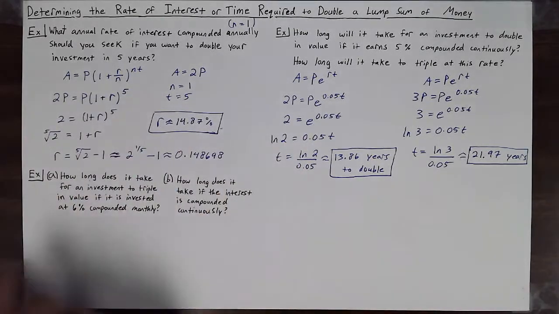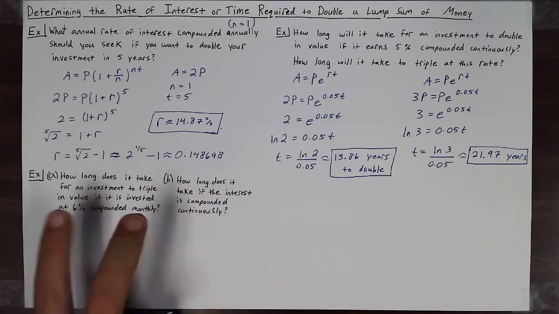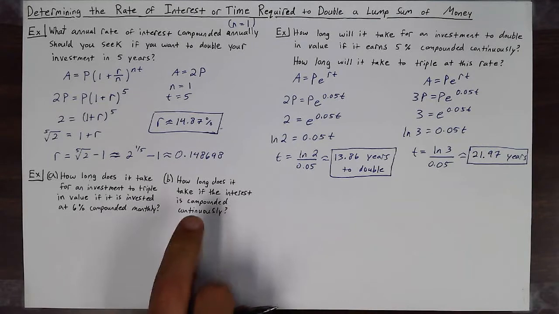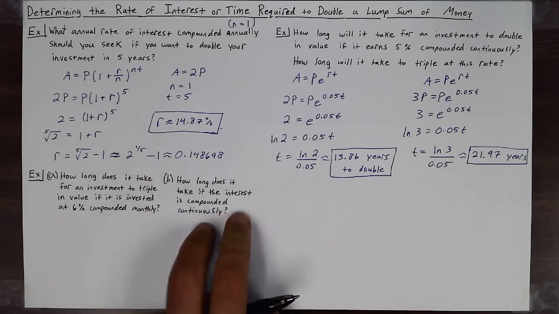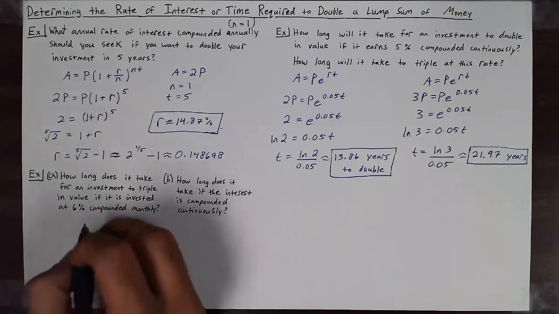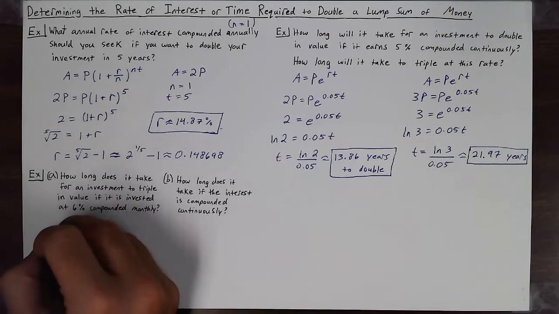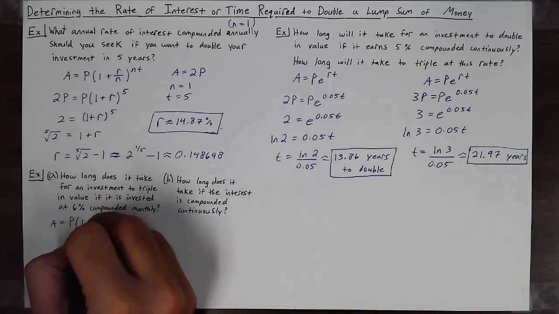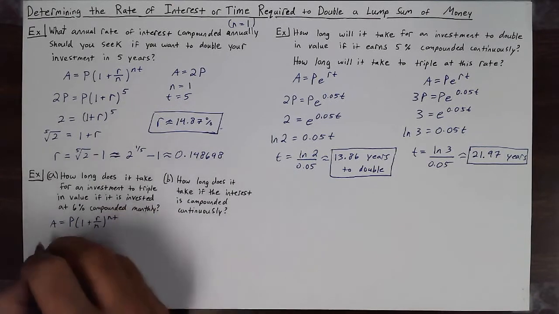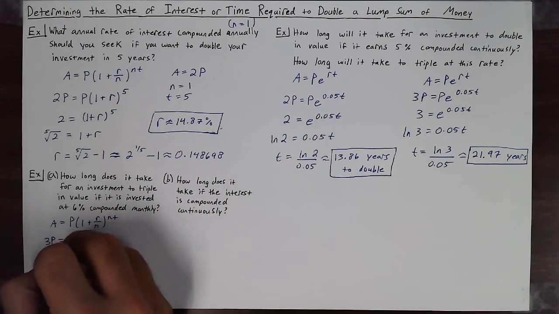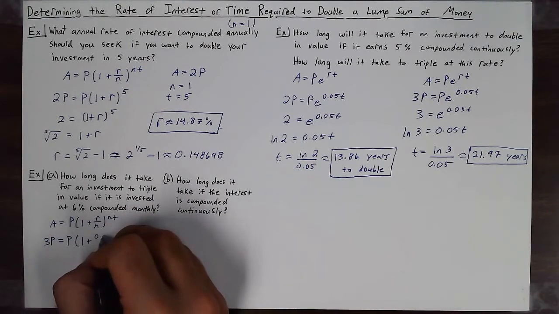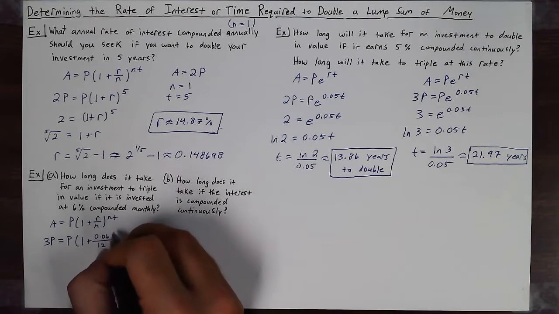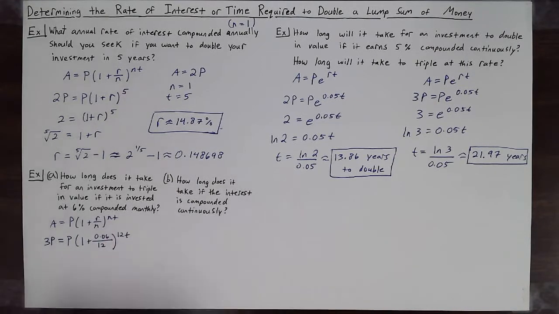But now let's compare how long it takes whenever you compound things monthly versus continuously. In this case, we're going to say how long does it take to triple an investment if you're compounding monthly versus compounding continuously. So we'll start with monthly. We want to triple the investment, so we're going to use that formula: A equals P times 1 plus r over n to the nt. Tripling it will make it 3P equals P times 1 plus, we know the rate to be 0.06 divided by 12, to the 12t power, looking for that time.